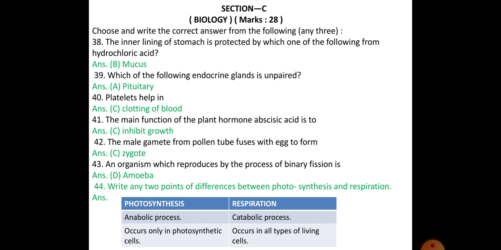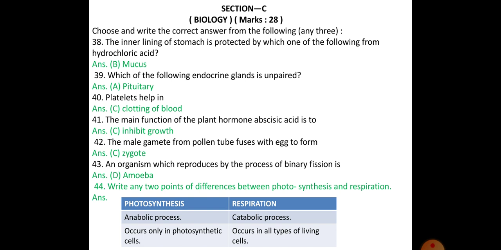Now comes the biology section. Again MCQs. The inner lining of stomach is protected from hydrochloric acid by which of the following? That is mucus. Which of the following endocrine glands is unpaired? Pituitary. Platelets help in clotting of blood. The main function of plant hormone abscisic acid is to inhibit growth.